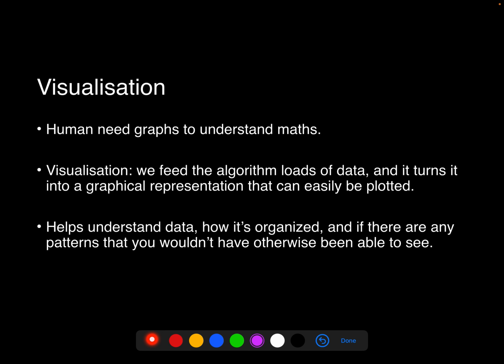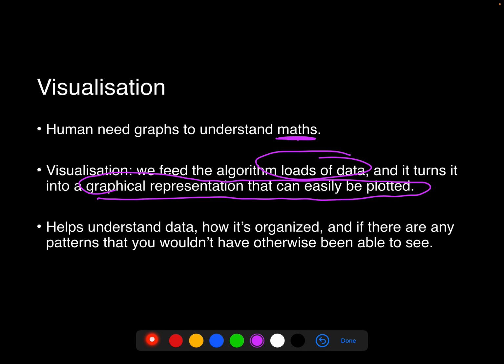Next, we have visualization. The reality is that humans don't really understand algebra or numbers. We need graphs to truly understand complex maths. In this process, we feed the algorithm a massive data set, and it converts that data into a graphical representation that can be, and is, easily plotted. This helps us understand how data is organized and reveals patterns that would be invisible if this had been on a standard spreadsheet.